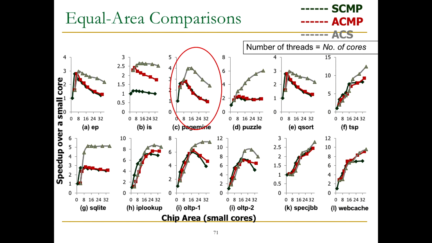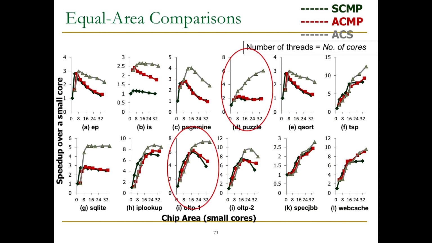Accelerating the critical sections actually improves the performance as well as scalability, as you can see here. Your performance goes up to 4x compared to a small core, and it starts saturating a little bit later at about 8 threads or so over here. So performance improves and scalability improves.